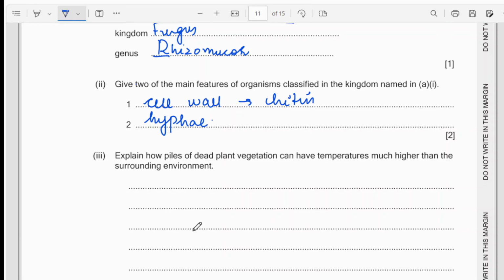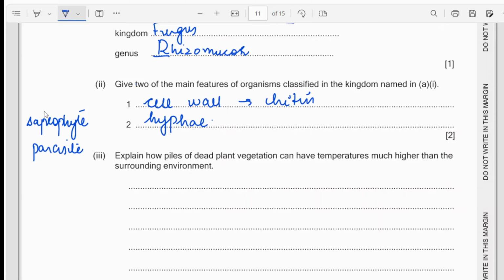Okay, hyphae and mycelium. Saprotrophic, that is saprophyte. Saprophyte and parasite. Saprophytes are the decomposers, which feed on dead organisms. Parasites feed on living organisms and produce diseases in them or harm them.